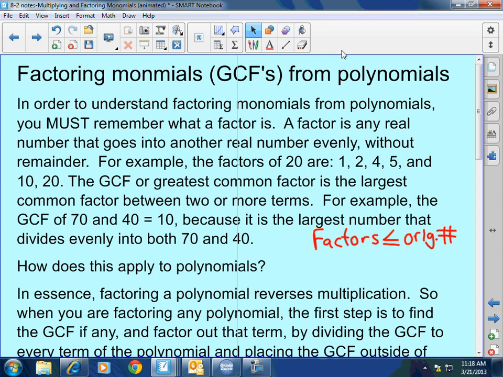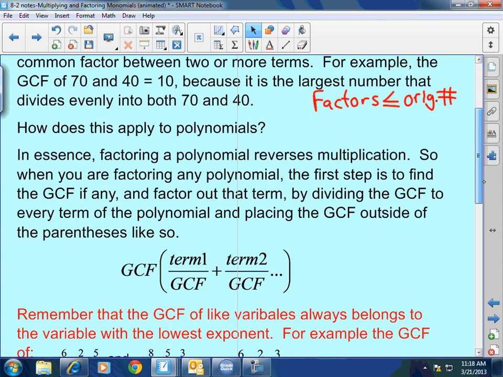What is the GCF? What is the greatest common factor? The GCF, or the greatest common factor, is the largest common factor between two or more terms. For example, the GCF of 70 and 40 is 10. Why? Because it is the largest number that divides evenly into both 70 and 40. That is what a GCF is. Now, how does this apply to polynomials? Very simply. In essence, guys, factoring a polynomial reverses multiplication. Okay? It is the opposite of multiplication.